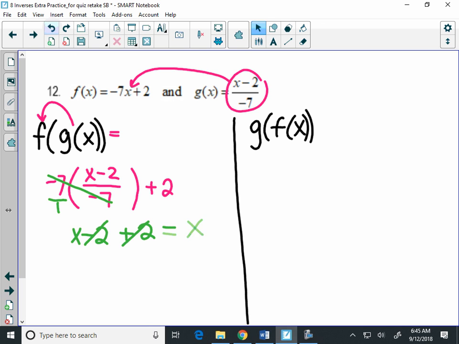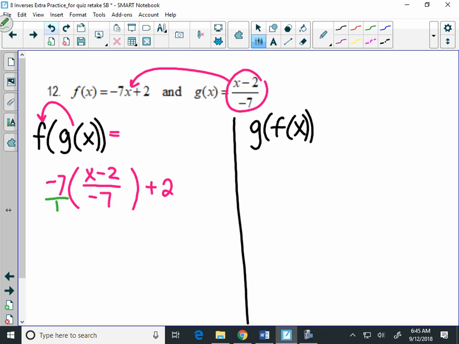Another way some of us like to do it is to remember that that negative 7 is over 1, and you're multiplying two fractions here, which means you multiply the numerators together, and then you multiply the denominators together. If you do it that way, that is totally fine. You would get negative 7x plus 14 over negative 7 plus 2. And then you would go ahead and simplify the fraction.